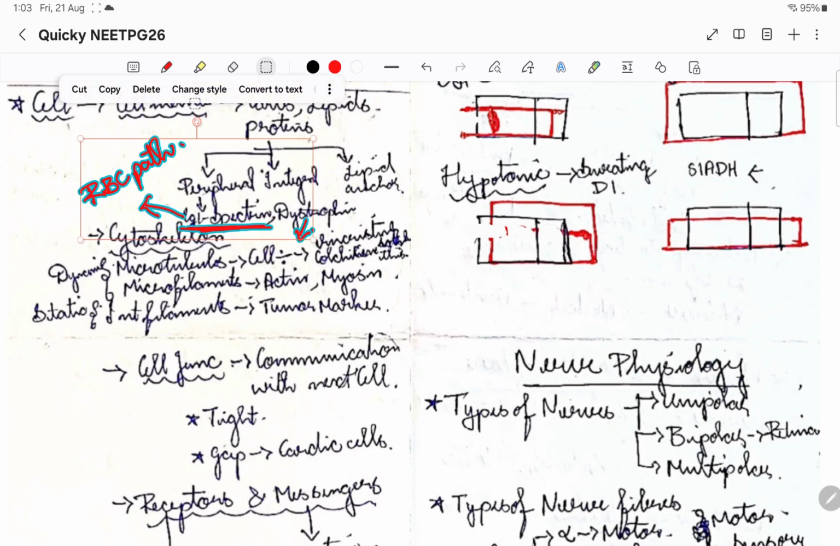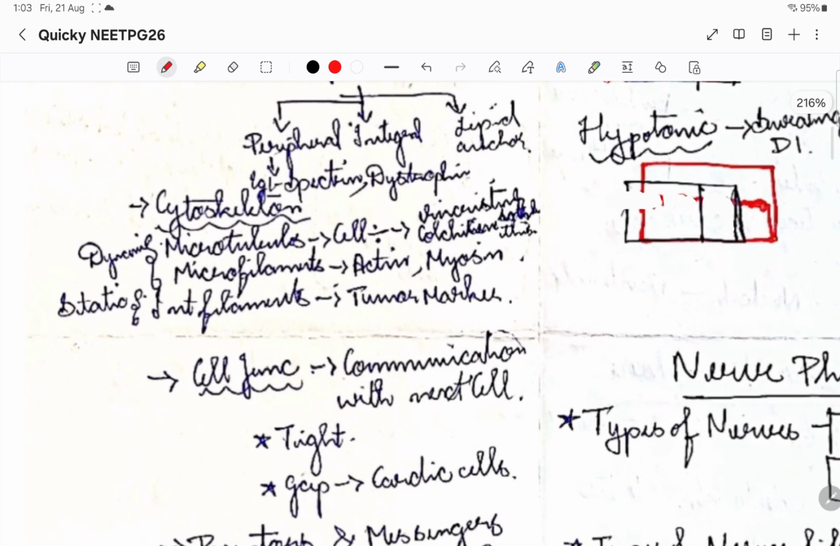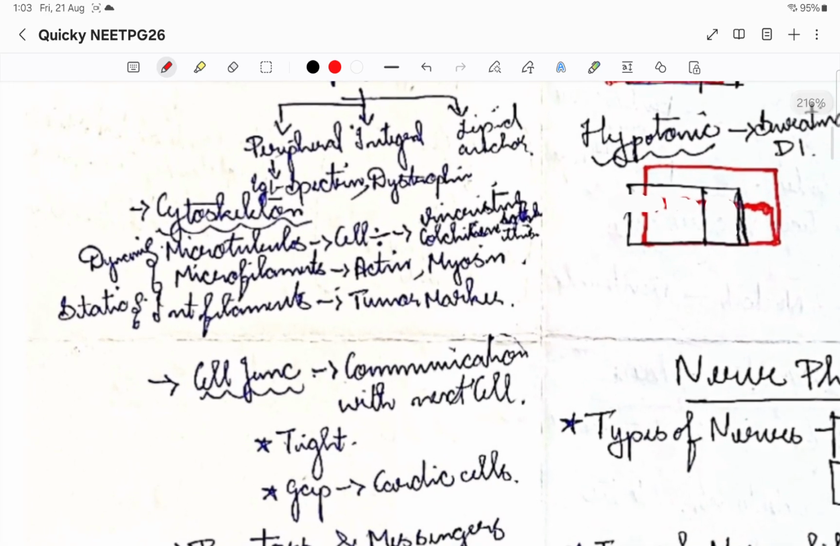Okay, that's it. Then there is the integral protein and also the lipid anchor proteins. Then, I was telling you, the cytoskeleton is what maintains the skeletal structure of the cell. The skeletal structure of the human body is maintained by the skeleton, the bones we discussed in orthopedics, whereas the skeletal structure of one particular cell is maintained by the cytoskeleton. There are three types of cytoskeletons.